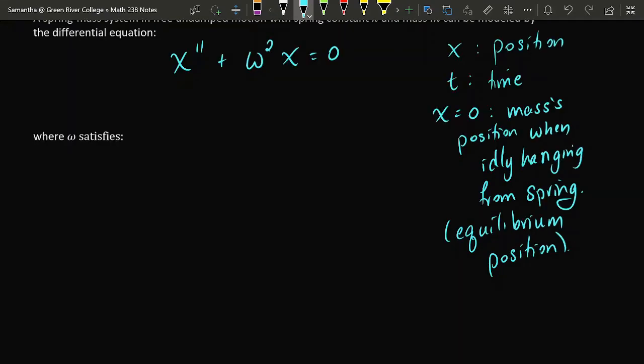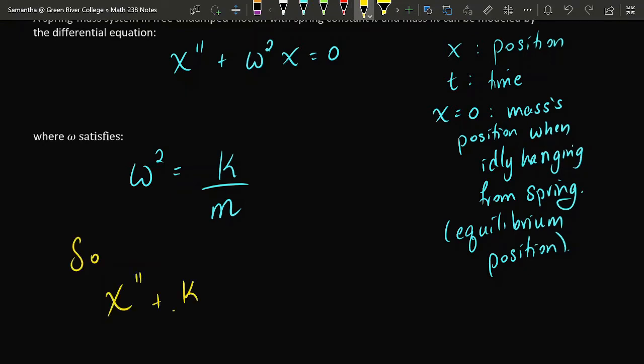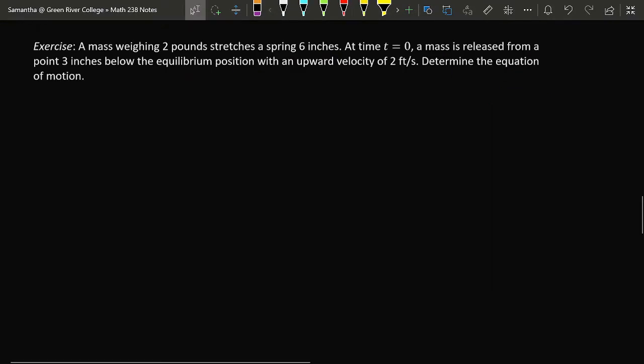Now, what is this quantity omega squared? Omega squared is just shorthand for spring constant k divided by the mass. So the differential equation written above would be equivalent to x double prime plus k over m times x is equal to 0. For an exercise, let's consider the case of a mass with a weight of 2 pounds that stretches a spring by 6 inches.